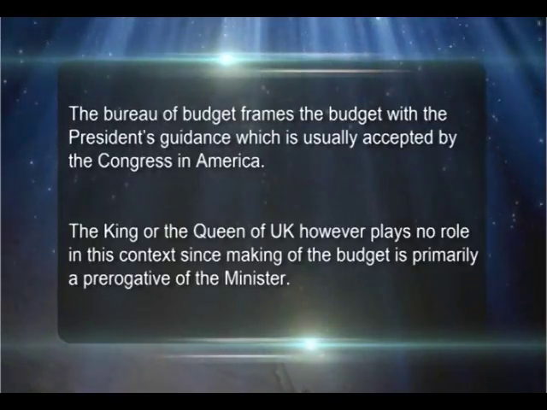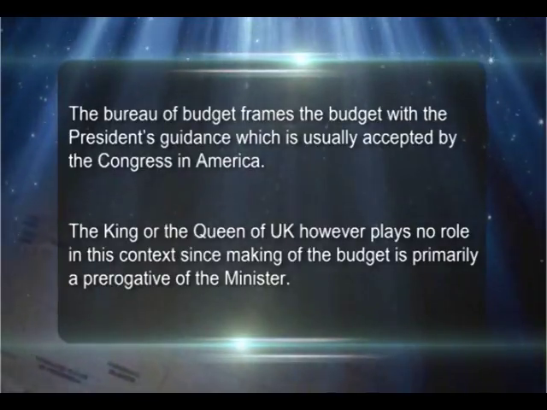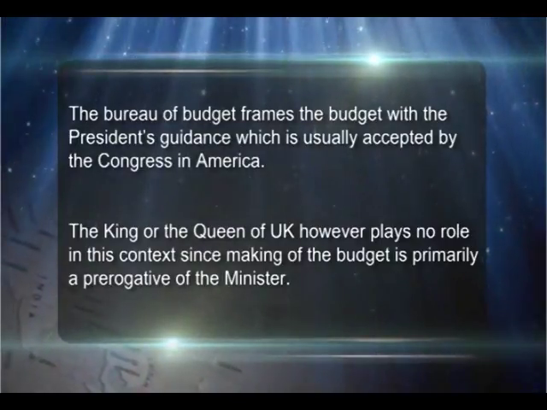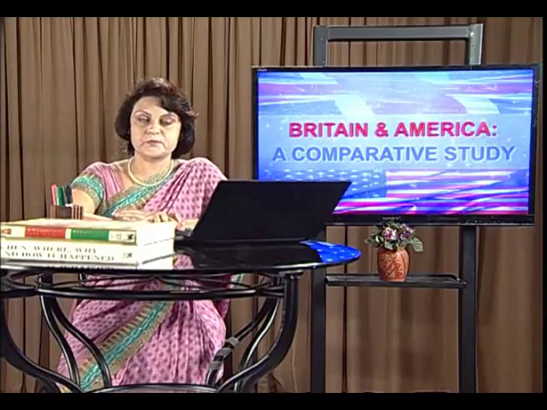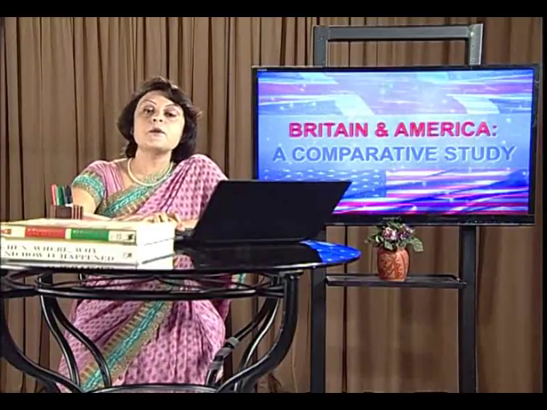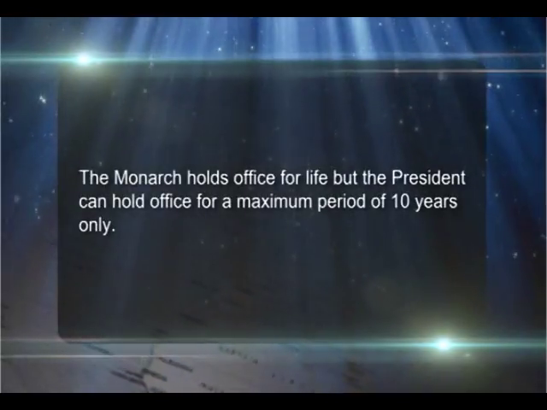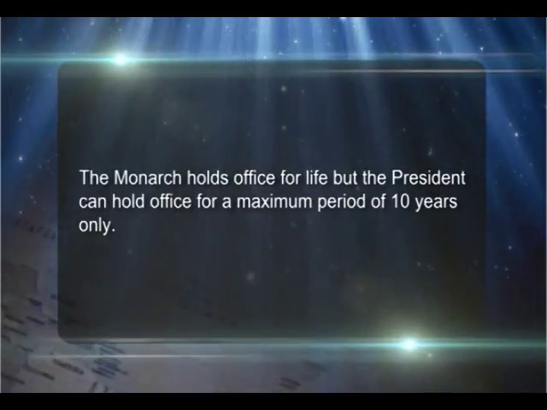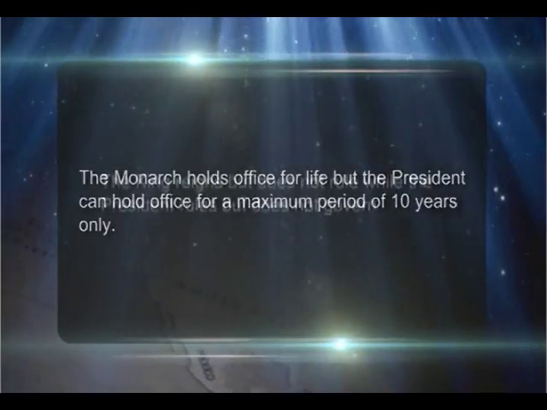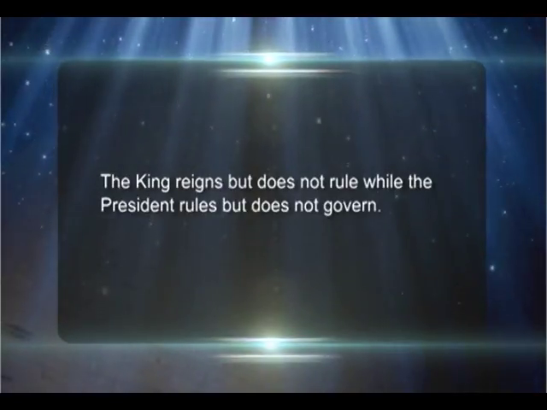The king or the queen in this context, however, plays no role, since making of the budget is primarily a prerogative of the minister. In certain other respects, we find the American president to enjoy a lesser status or powers than that of the British king. For example, the monarch holds office for life, but the president can hold office for a maximum period of 10 years only. The king reigns but does not rule, while the president rules but does not govern.